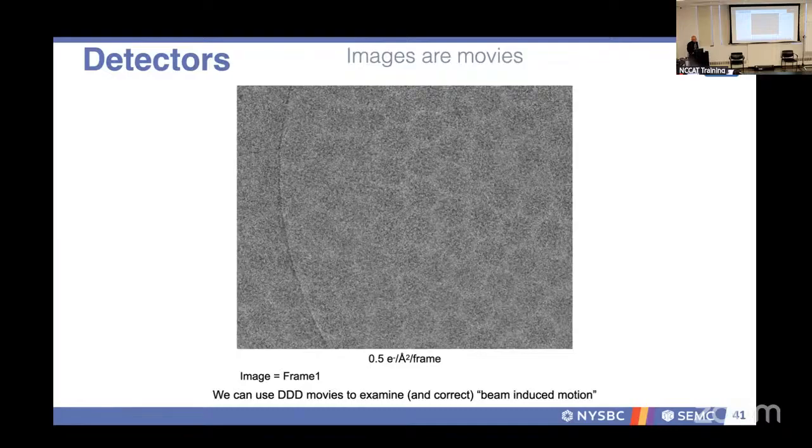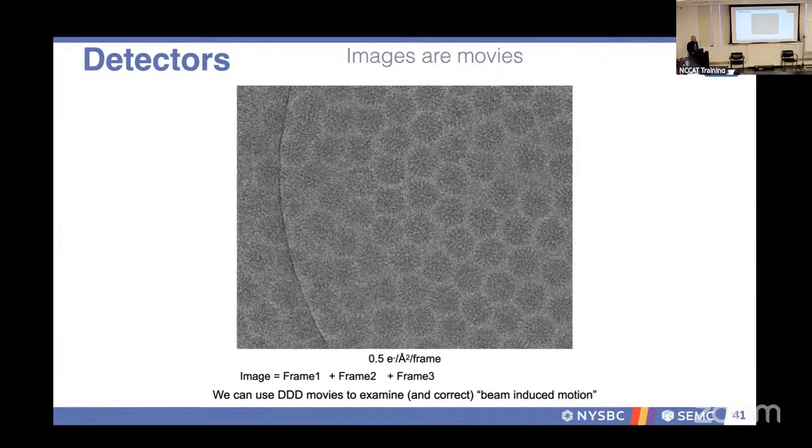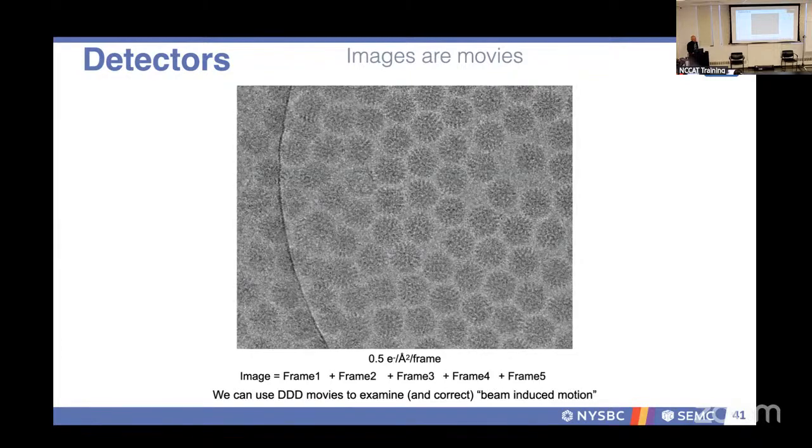So our detectors aren't really collecting single images. What they're really doing is they're collecting movies. And what that ends up being is that we can make use of that to account for the radiation damage of our sample, and we can do what's known as dose weighting. So here's an example of one frame from a movie, and as you build up the movie, you can get more and more signal to noise.